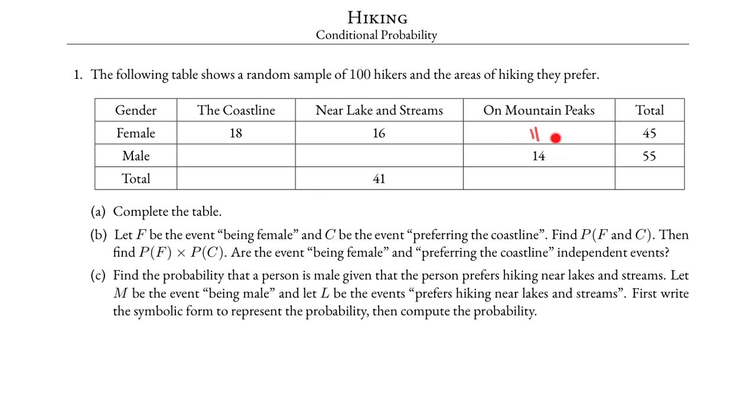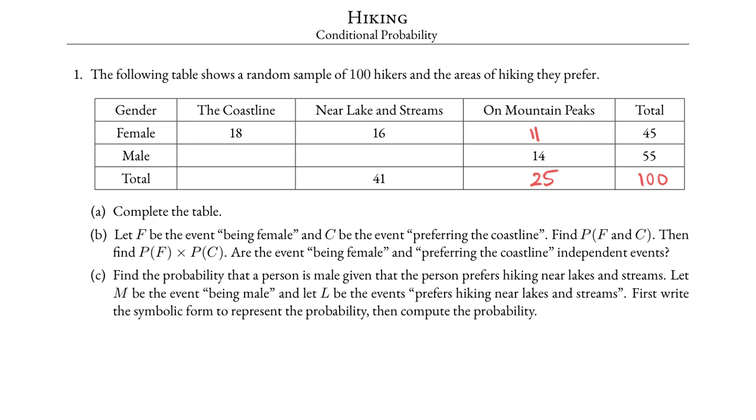Once we have the number 11 in this missing box, we update the table and we see that in the column of on mountain peaks, the total is 11 plus 14. And 11 plus 14 is 25, and we can update the table and use it right away. Also, we see that in the grand total, 45 plus 55 is 100, and we were told that there are 100 hikers. We see that we still need to find 1, 2, 3 missing pieces of information.